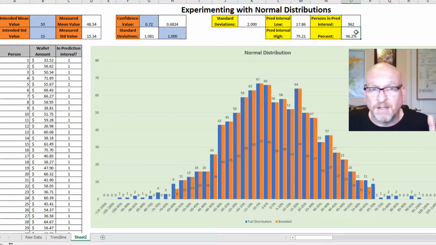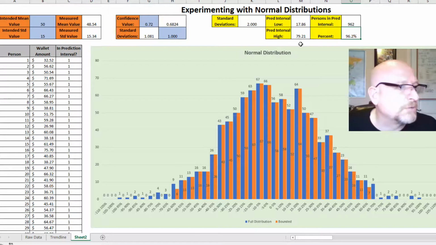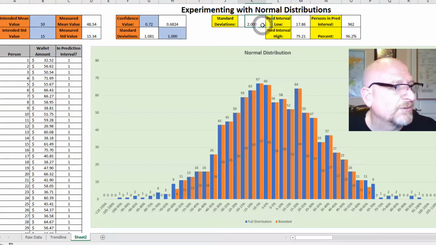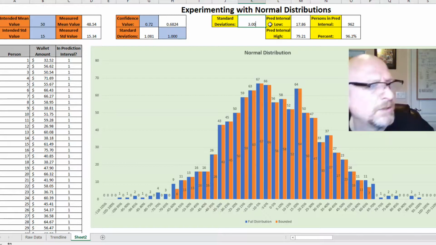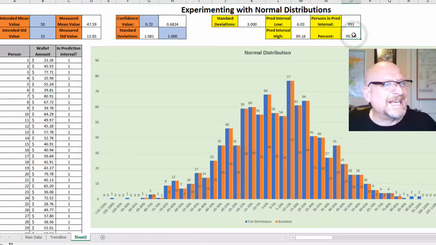Now remember, we had calculated that it should be around 95%, so 96.2 is really close. Let's try real quick 3 standard deviations, 3.00, hit F9, and that accounts for 993 people out of 1,000, or 99.3%, which is the vast majority. And so you see the bars go all the way from really low to really high. All of these people fit between $6 and $89.